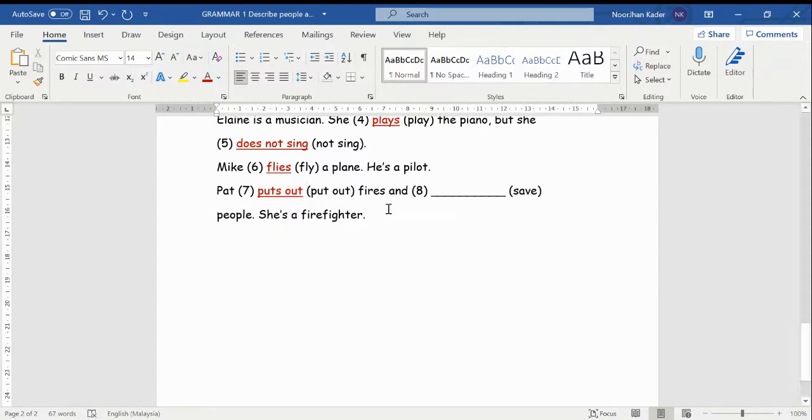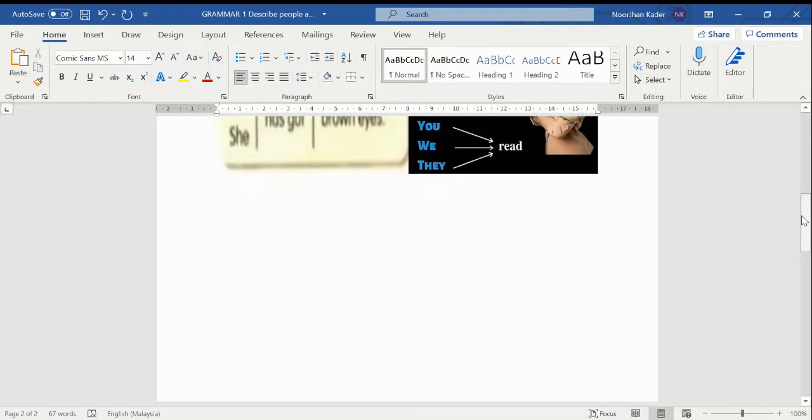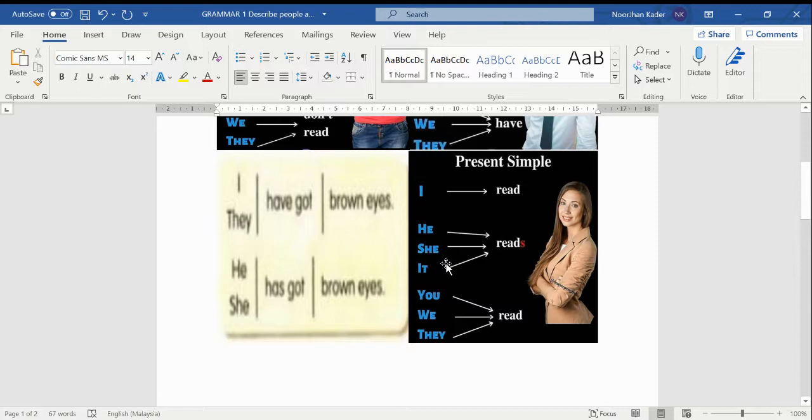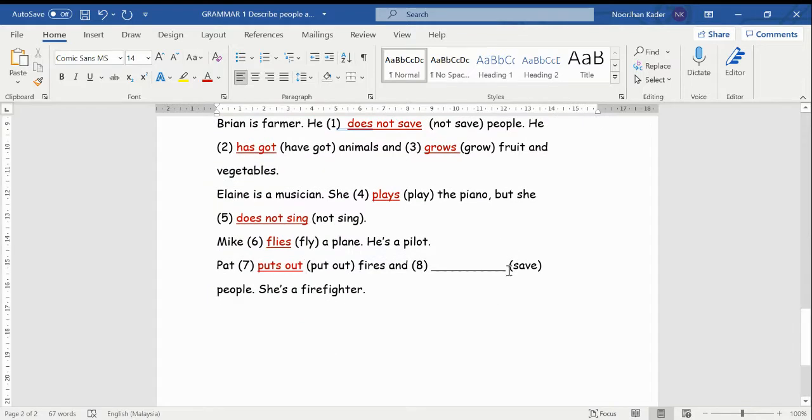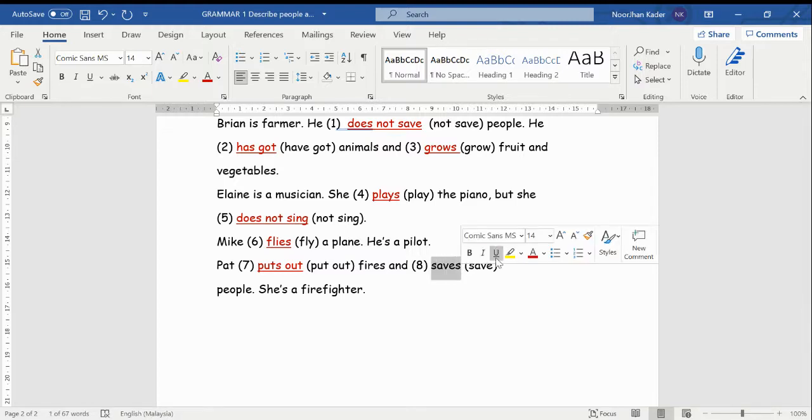Pet puts out fires and save. Again, also positive verb form, and she reads. That means you also have to add an s. So it becomes saves, S-A-V-E-S. Because of pet, the pronoun for pet is she.